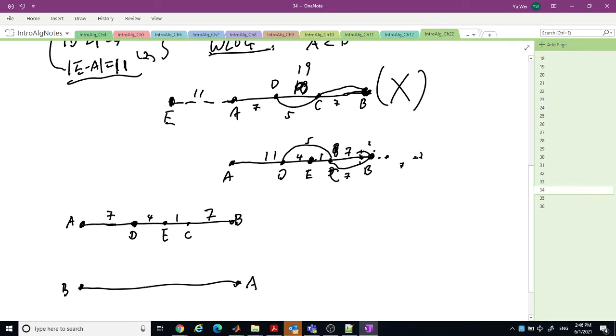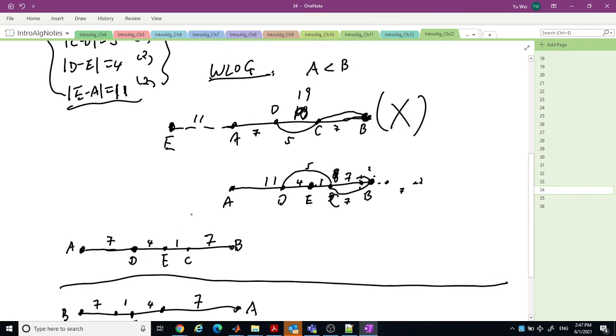The second possibility is B and A, so A to E is 11, and B to C is 7. So this is E, so 7 and 1. And C to D is 5, which means this is 4. And A to E is 11, so this is 7. Now let's list the results for these two cases.